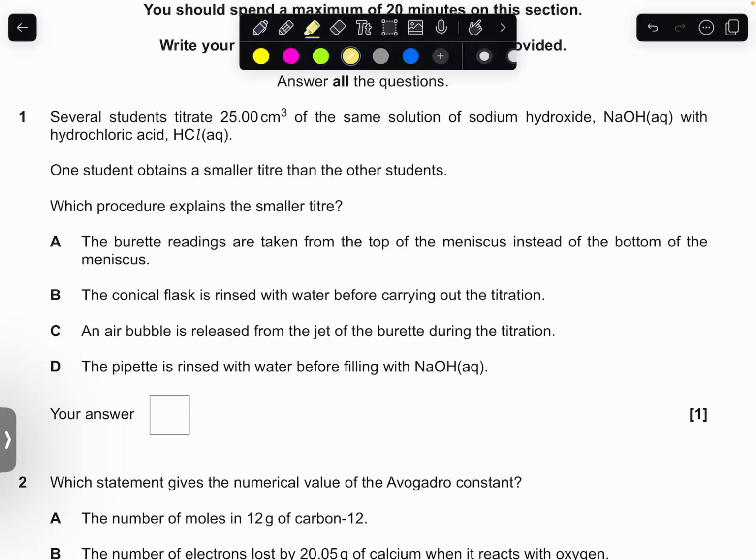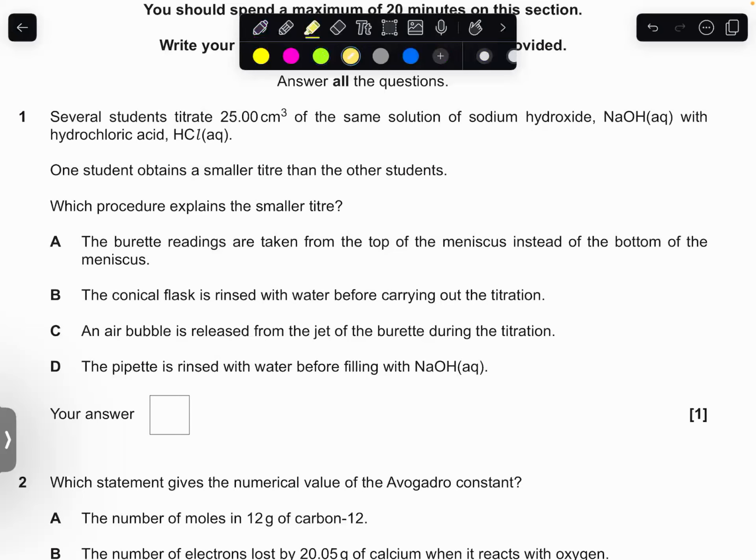Next question. Which statement gives the numerical value of Avogadro's constant? Which is this. The number of moles in 12 grams of carbon-12 is 1. There's only 1 mole in 12 grams of carbon-12, which is not the numerical value. The number of moles, that answer would be 1. So it's not A. Let's look at C.